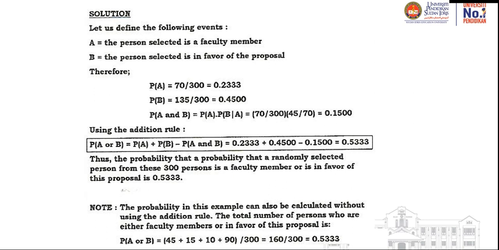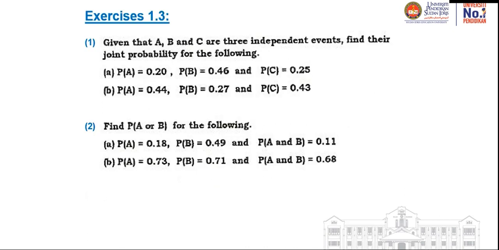So therefore, the probability that one person randomly selected from these 300 is a faculty member or in favor of this proposal is 0.5333, which is approximately 53%. Yeah, of those 300, 53% are in favor or faculty. Okay, you may look at this example again later on.